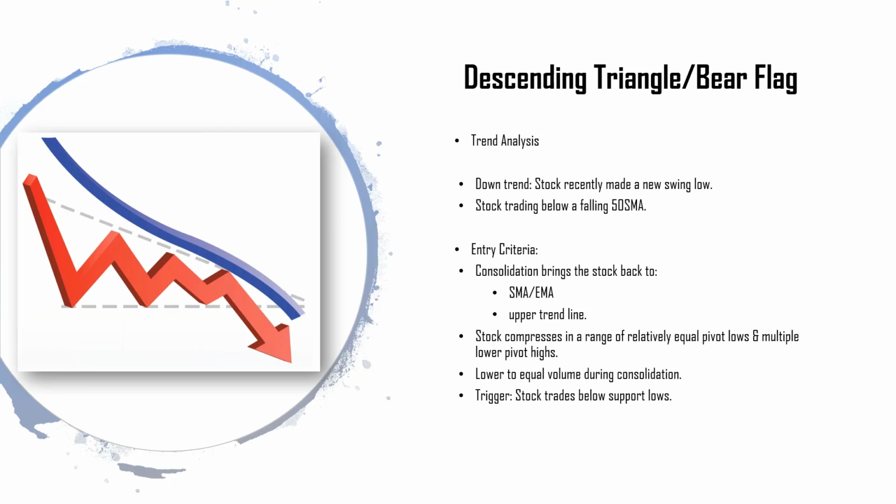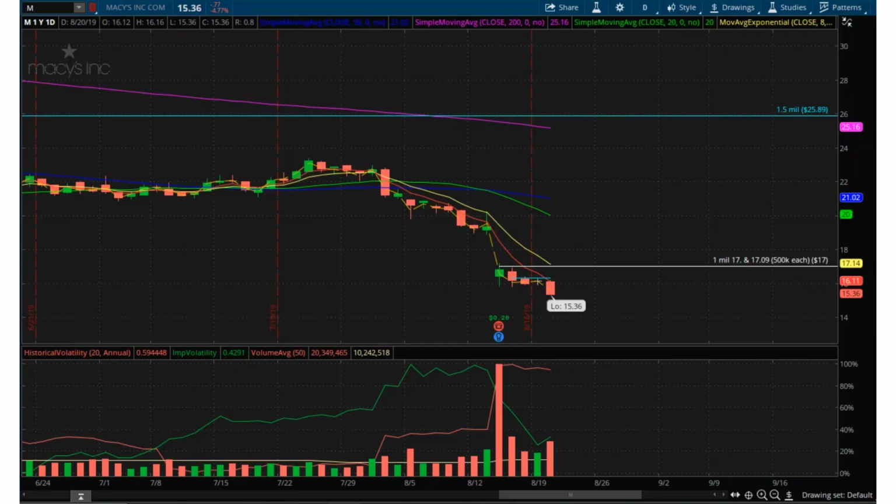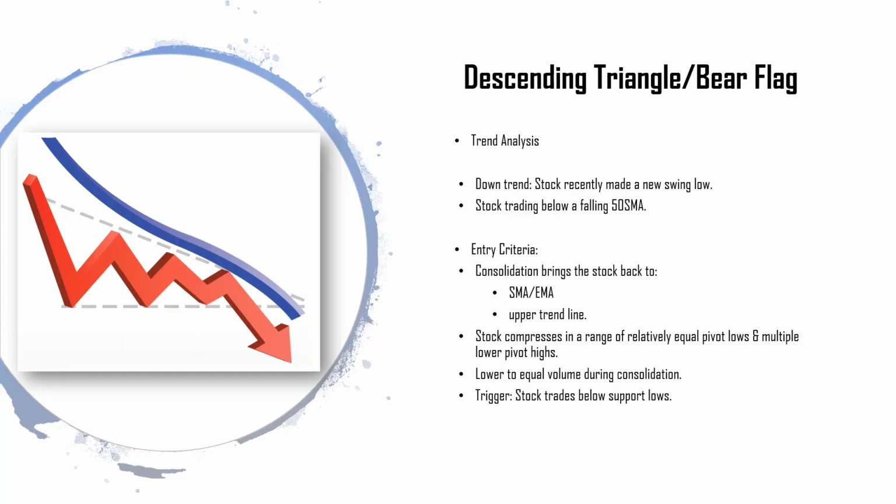Alright, and so this is what forms the triangle. I'm sorry about that. It's touching these lower and lower highs, but it has relatively equal lows. I might do some editing to make that easier to see, but that is where the triangle comes into play. And then once you break that support level, you enter to go down.